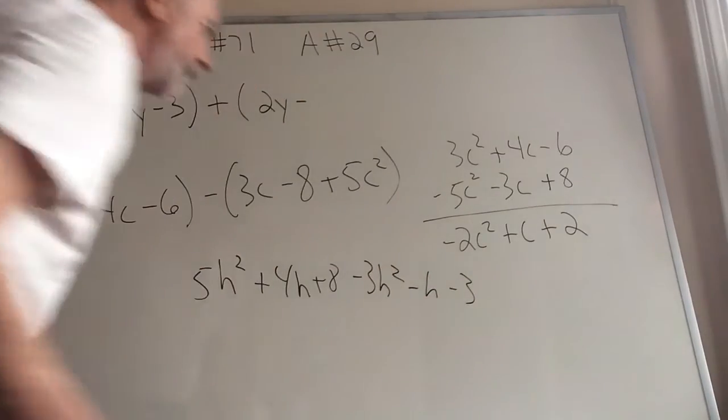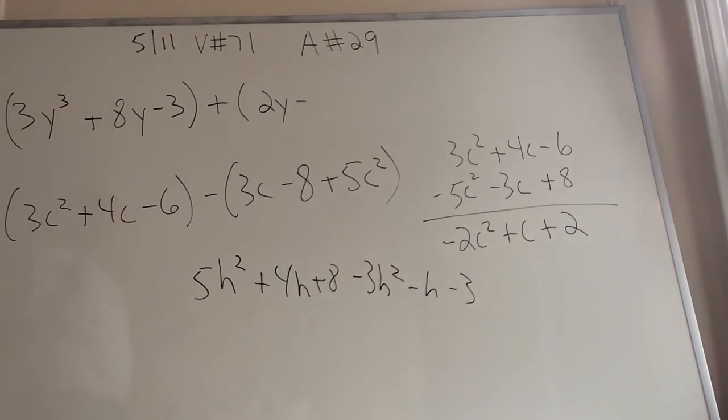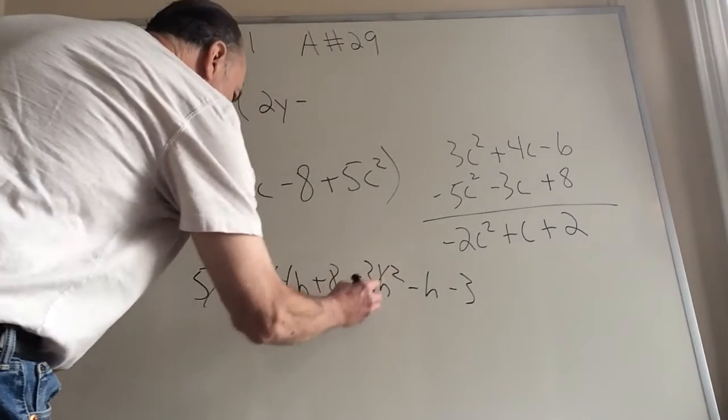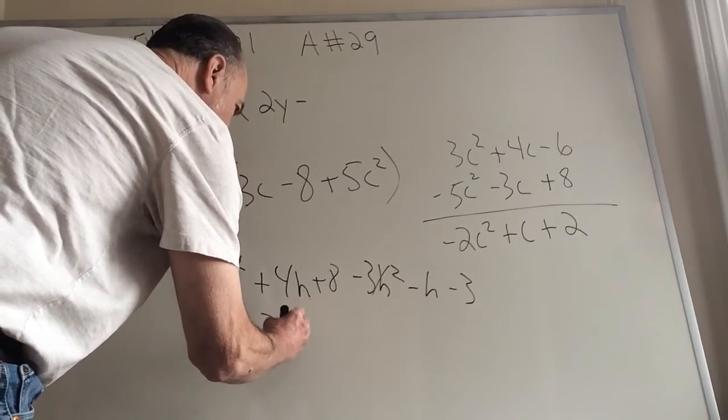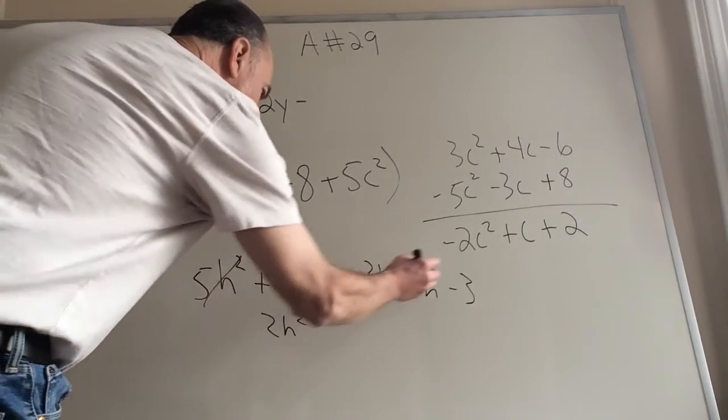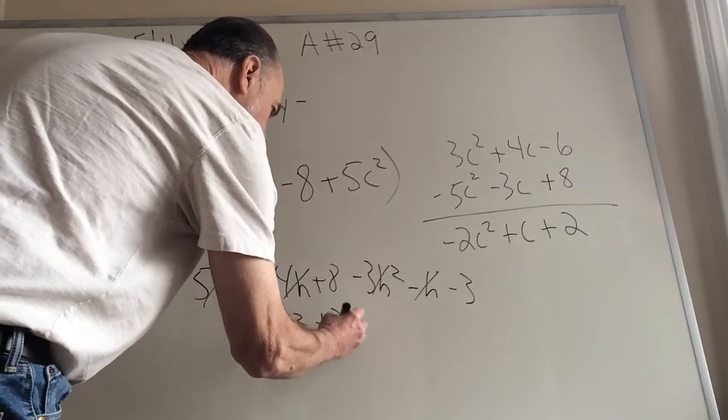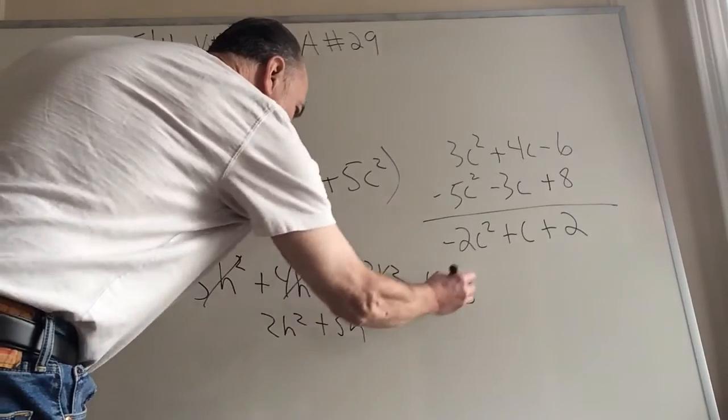So they all become negative. Maybe that's the way you'd originally think about subtraction, but it really doesn't work that way. Again, everything that's positive becomes negative. Everything that's negative becomes positive. Like terms, 2h squared. Like terms, 3h, and 8 minus 3 is 5.